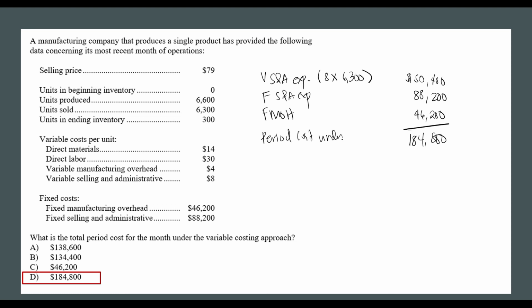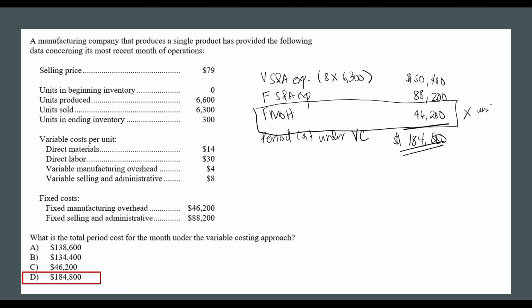under variable costing. What if the question is, what is the period cost under absorption costing? So, that is the case. We just need to exclude the fixed manufacturing overhead cost.